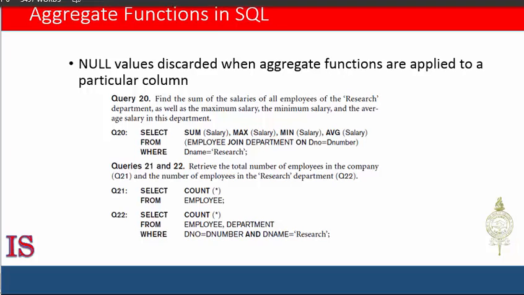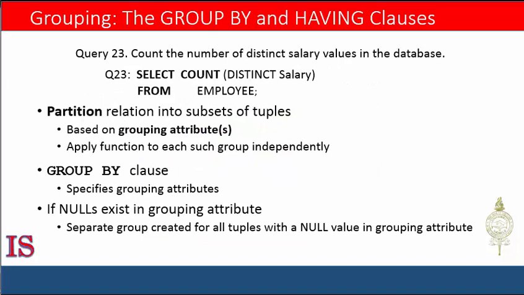Here the asterisk refers to the rows or tuples, so count asterisk returns the number of rows in the result of the query. We may also use the count function to count values in a column rather than tuples, as in this example. Query 23. Count the number of distinct salary values in the database. Notice the instruction now. Count the number of distinct salary values in the database. And the query goes select, count, open paren, distinct, salary, close paren, from employee.